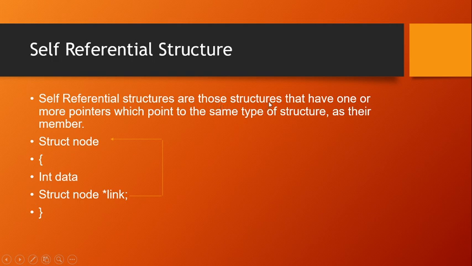Self-referential structures are those structures that have one or more pointers, here only one pointer, which points to the same type of structure. So such types of structures are called self-referential structures. We will be using these self-referential structures a lot in the case of linked lists.